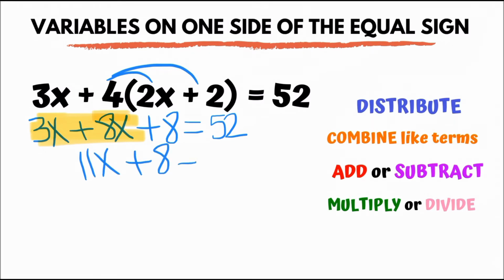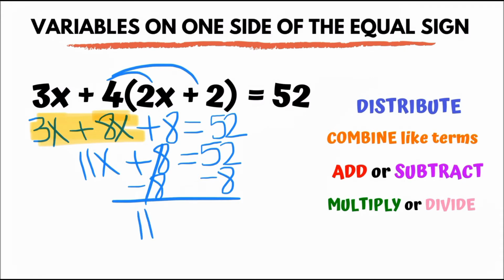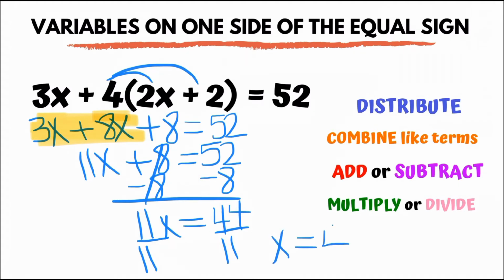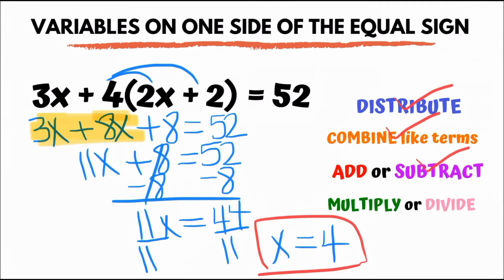Bring everything else down. So with these equations, you have to take it one step at a time because we don't want to confuse Aunt Sally. Next, I need to subtract 8 from both sides, and I get 11x equals 44. Divide both sides by 11. x equals 4. And that is it. I distributed, check, combined like terms, subtracted 8, and divided by 11.